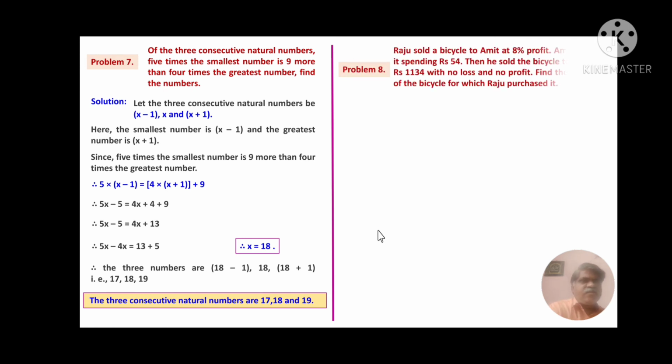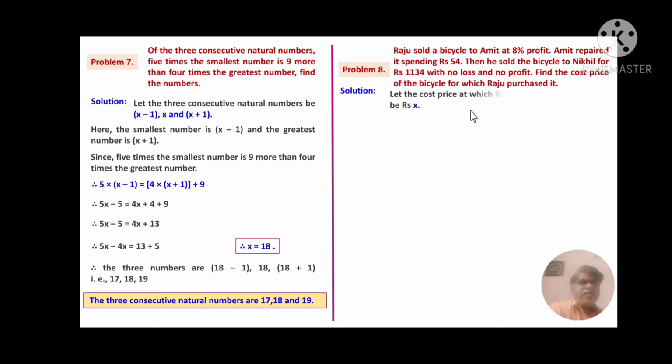Raju sold a bicycle to Amit at 8% profit. Amit repaired it, spending rupees 54. Then he sold the bicycle to Nikhil for rupees 1134 with no loss and no profit. Find the cost price of the bicycle for which Raju purchased it.